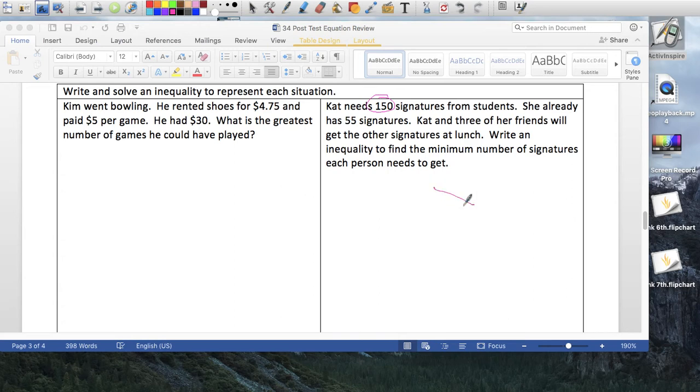So, you need to get a minimum. El mínimo. So she has to get 150, 150 o más. El mínimo que tiene que coger. So minimum has the opposite. Okay? Yes, that's the sign. Tiene que coger 150 o más. El mínimo que tiene. So she ya tiene 55. And 4 people, what? Kat and 3 of her friends, 4 personas. And her friends are going to get signatures. Right?